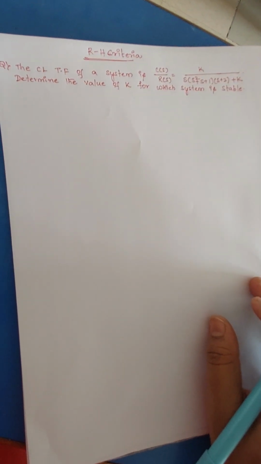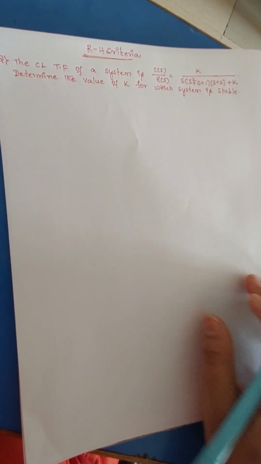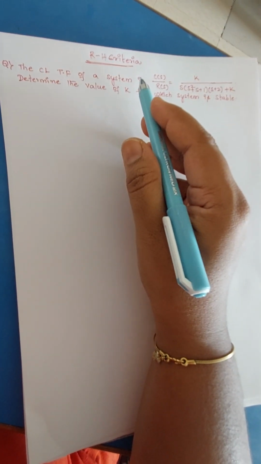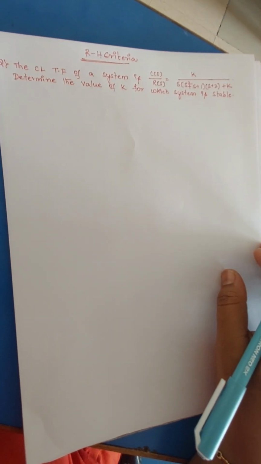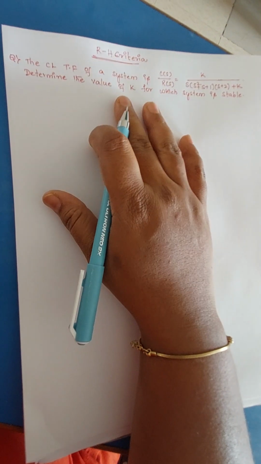Hello everyone. So today I am going to discuss the RH criterion. This is the method in control systems to know about the stability of the system. So now we are going to take this problem.